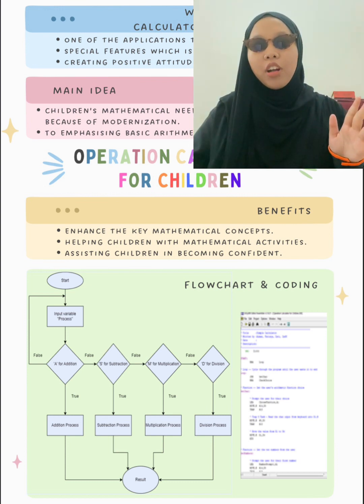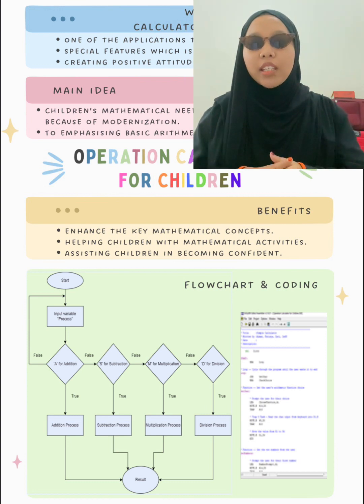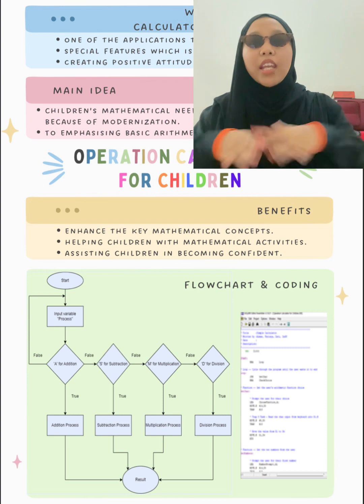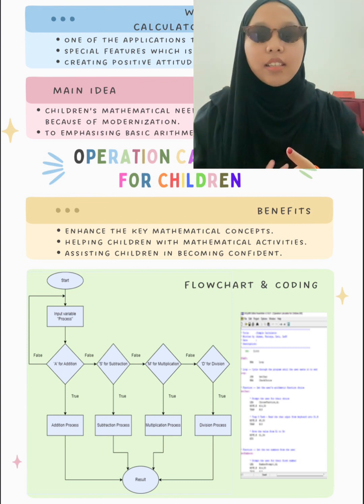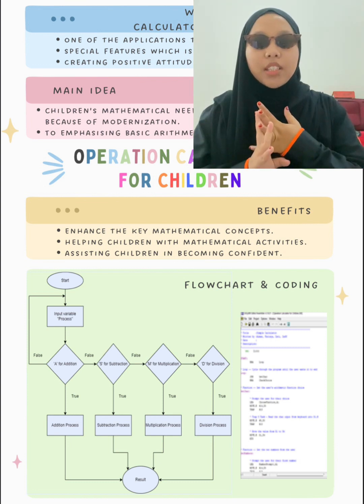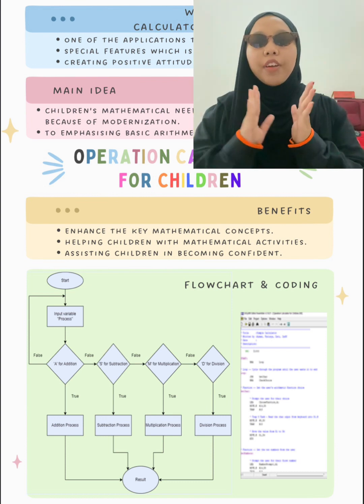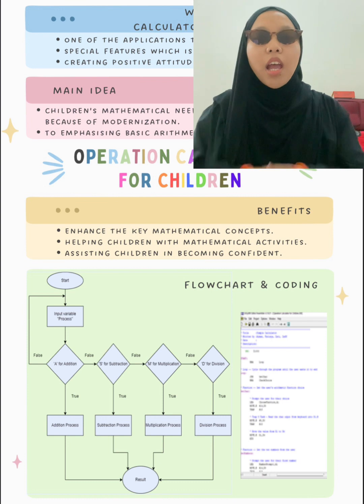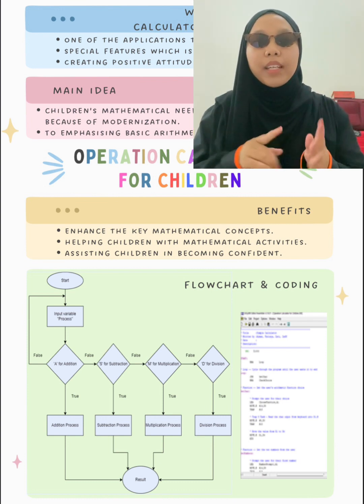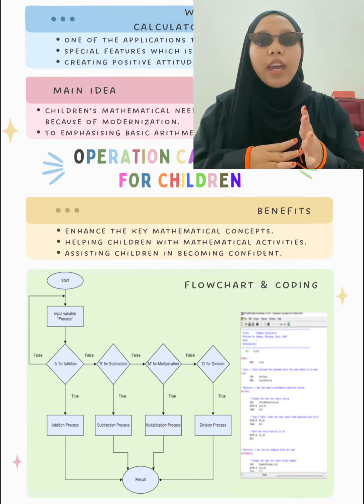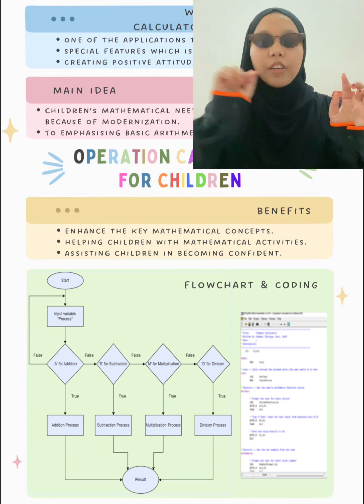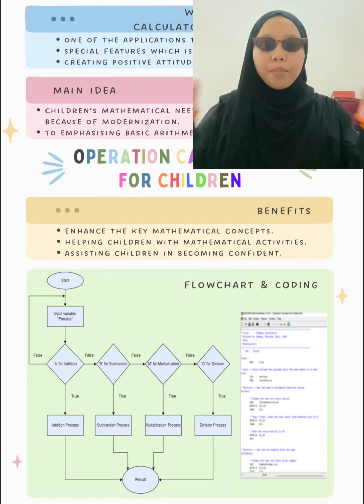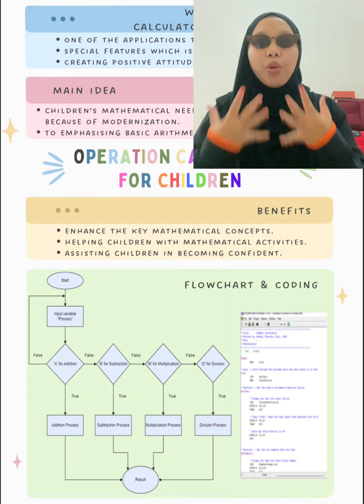Today I'm going to explain my part, which is the flowchart. For my project, to start the program, we need to run the simulation. So we need to choose any process that we want, like addition, subtraction, multiplication, and division. For the first process, which is the addition process, we need to press the alphabet A. The screen will appear: enter the first number, enter the second number. So we can choose any number that we want.